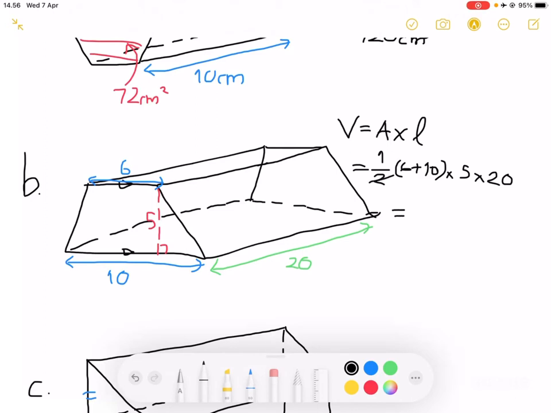Working things out, notice that we can cancel a 2 here, replacing it with a 10. We know 6 plus 10 will be 16. 16 times 5 will be 80. And 80 times 10 will be 800. Yep.